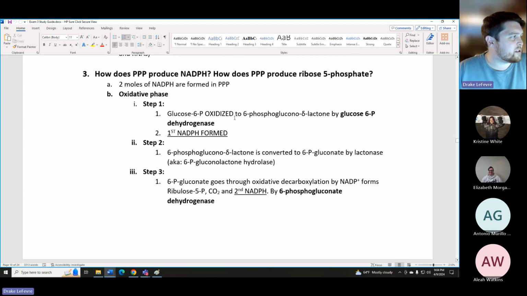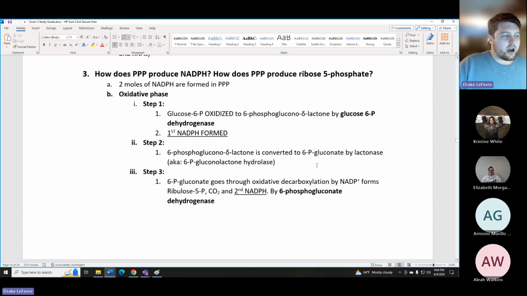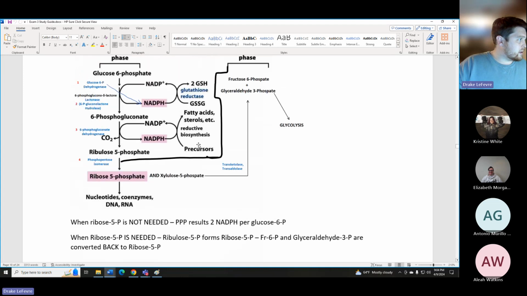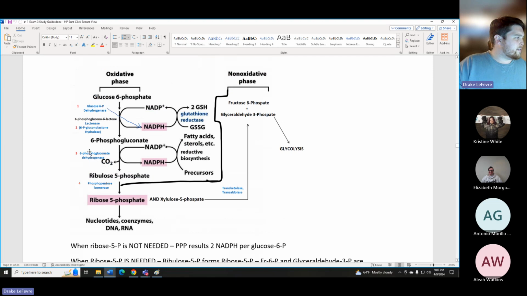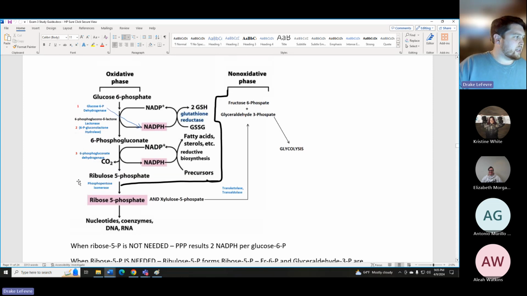So producing the NADPH, we have two different phases. We have the oxidative phase of PPP and the non-oxidative phase. Within the oxidative phase, let me find there should be a nice picture. Here we go. I added all this stuff in there for us. Glucose 6-phosphate gets acted on by our enzymes to go to 6-phosphogluconate, and an NADPH is formed. Then we go to ribulose 5-phosphate, and we produce another NADPH. That right there is our oxidative phase.